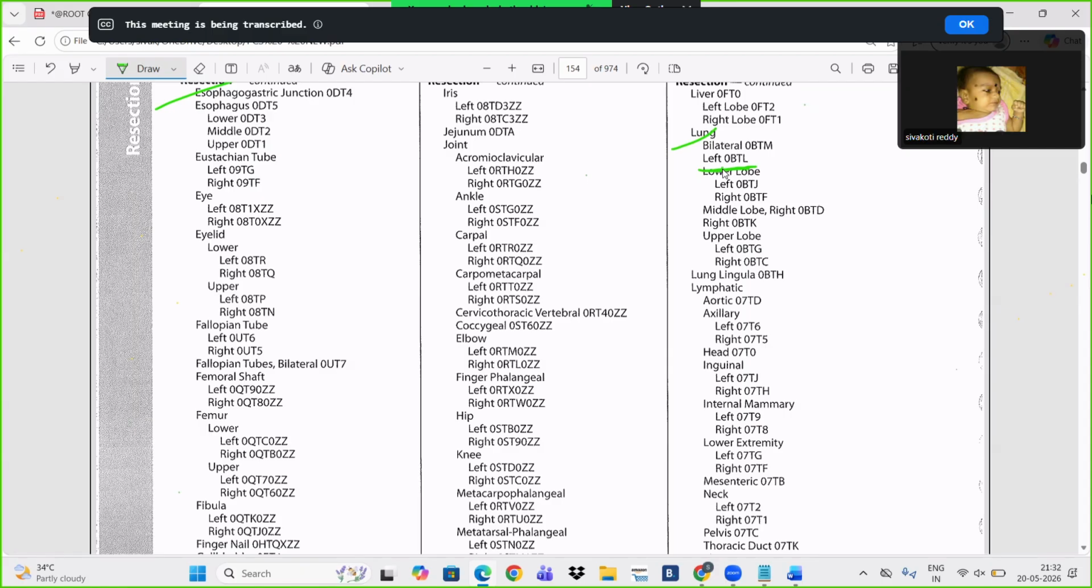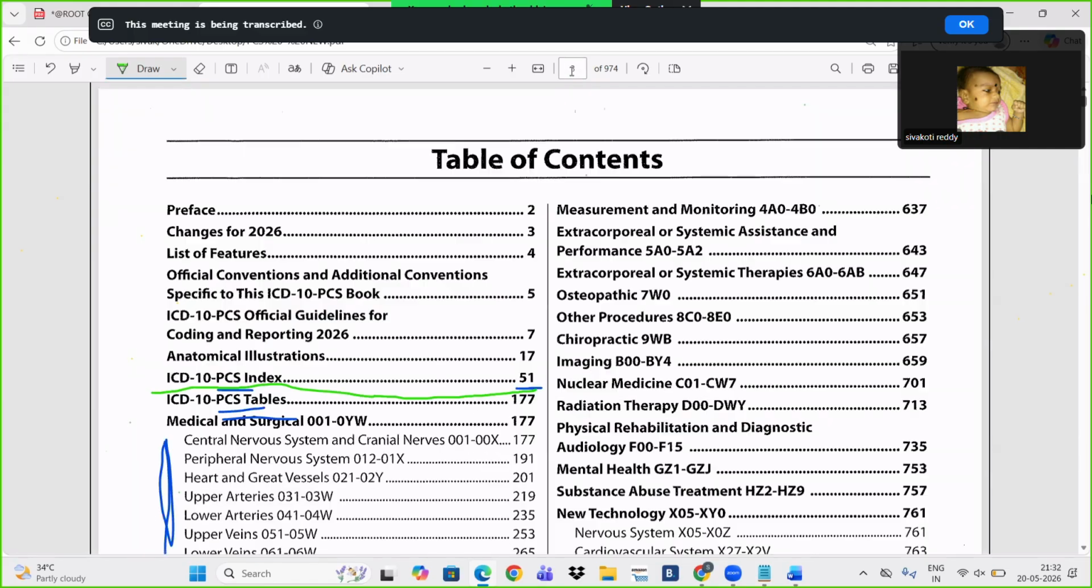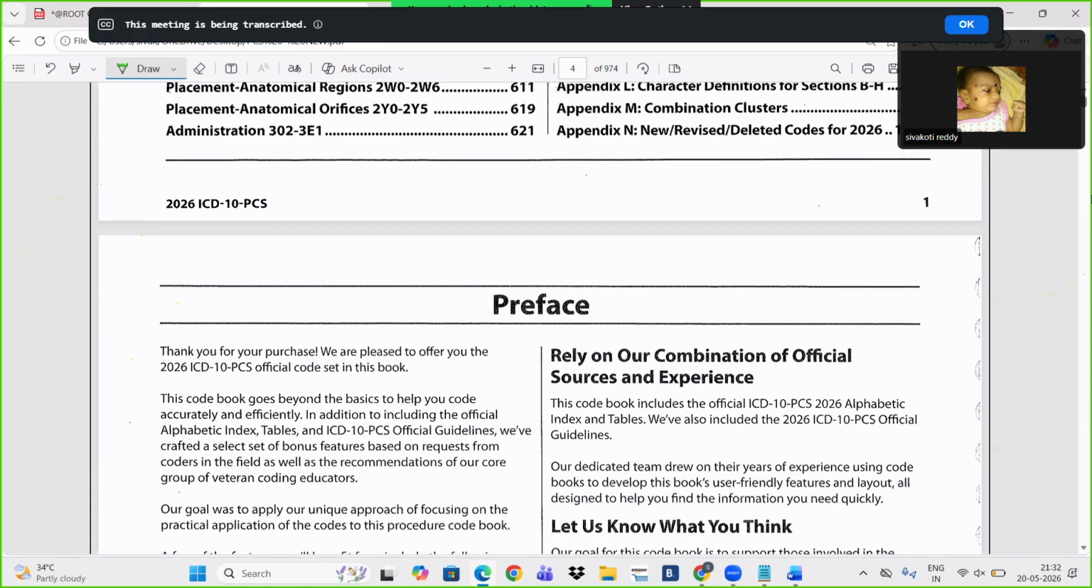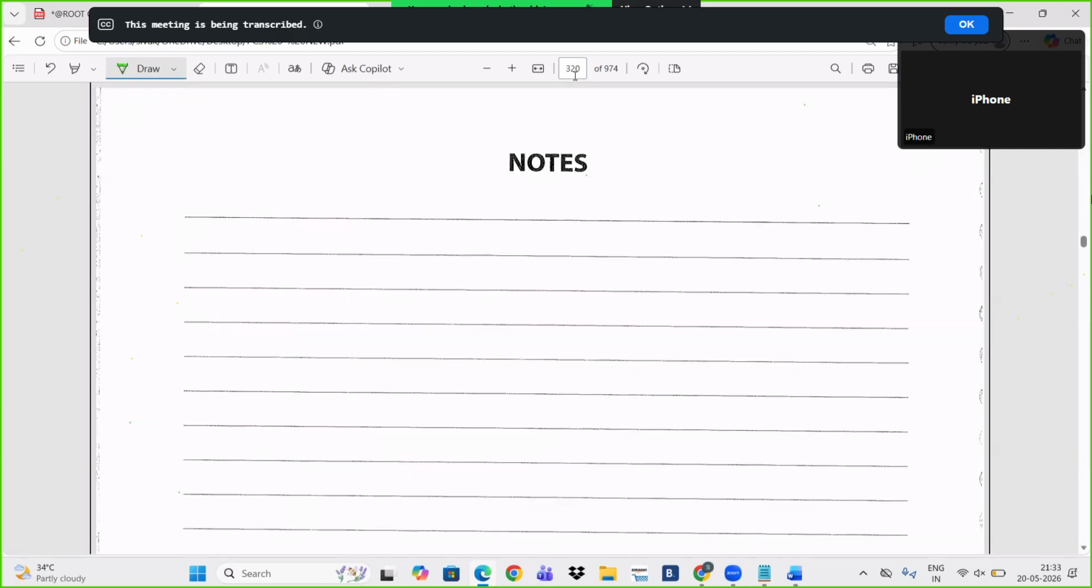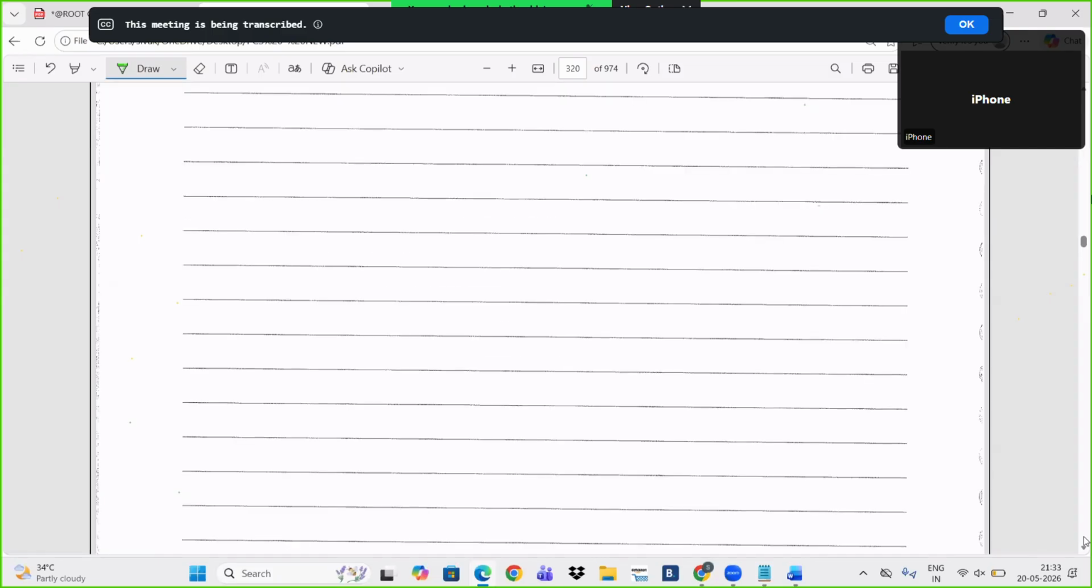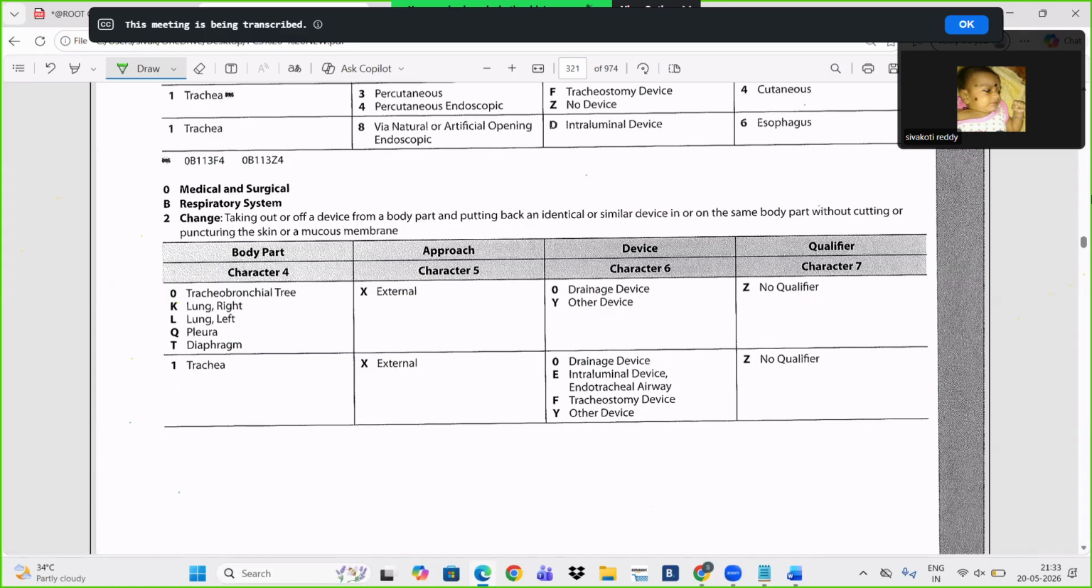That's it, guys. If you find the 4-digit code, you can go again to the table of contents. Under the tables, you will get the 0B series on which page number? Here, check. 0BT. The 0B series is in this page range. We need to go to this page range. Again, we need to look for the T. 0B, we need T, so we need to go to those pages.